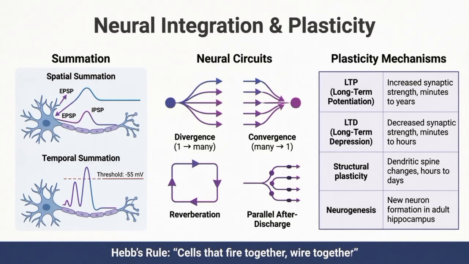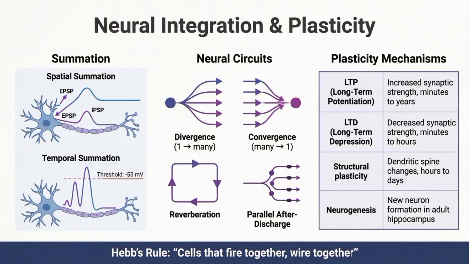Section 2, neural circuits. Now let us explore neural circuits. Divergence is when one neuron synapses onto many target neurons. Convergence is when many neurons synapse onto a single target neuron. Reverberation occurs when neurons are arranged in a circular pathway, creating a self-sustaining loop.